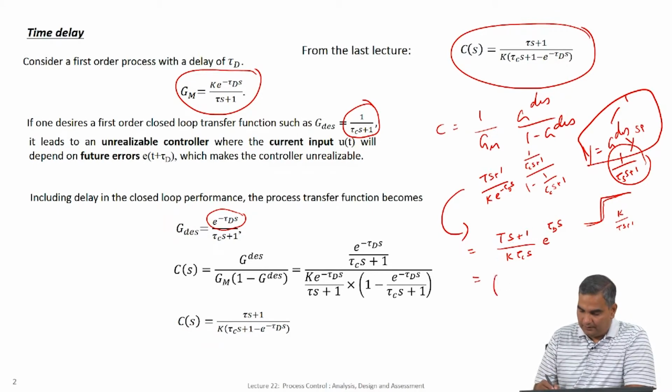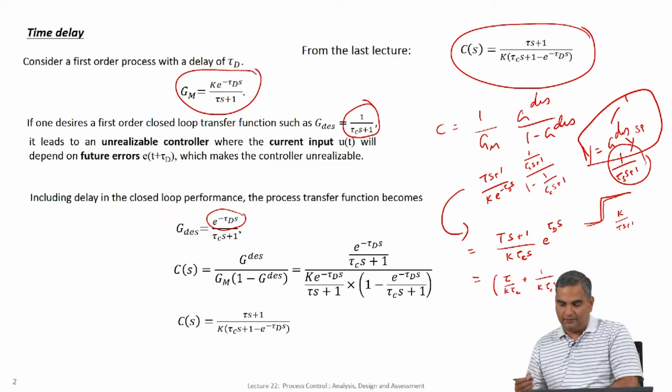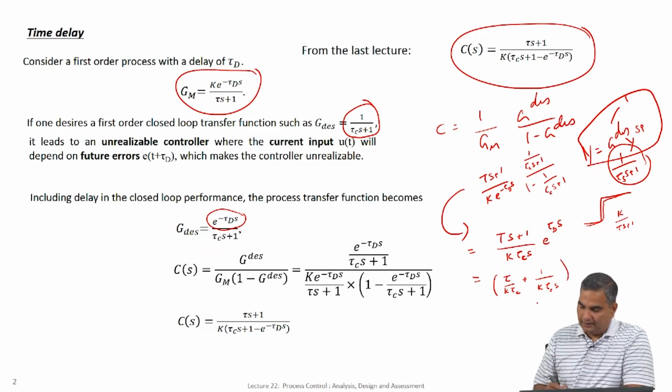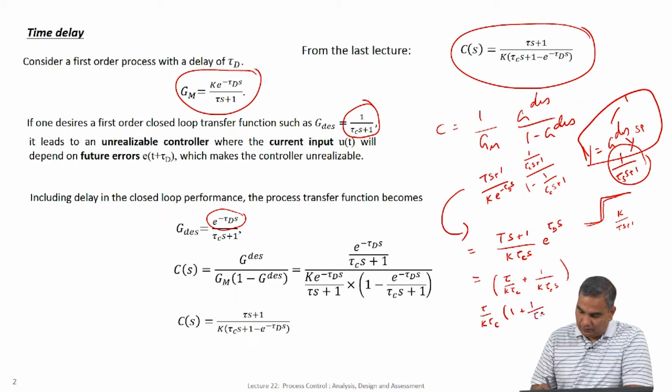So if I simply expand this out, the first term is tau s by k tau c, so that will be tau by k tau c plus 1 by k tau c s. So this is typically the form that you keep getting. Now if you take this tau by k tau c out, the first term will be 1, and the second term I already have: k tau z I have here, but I get an extra tau. To offset that, I will get tau s.